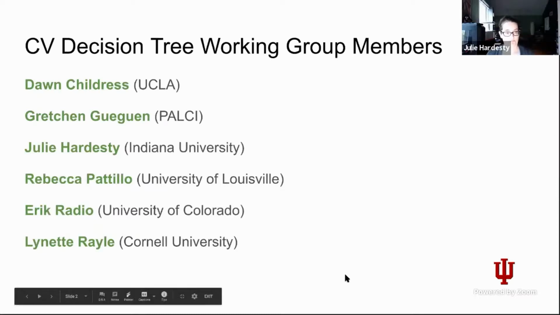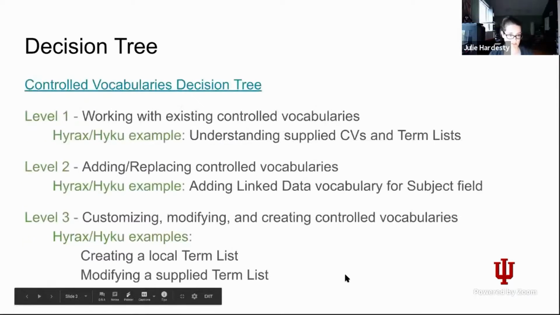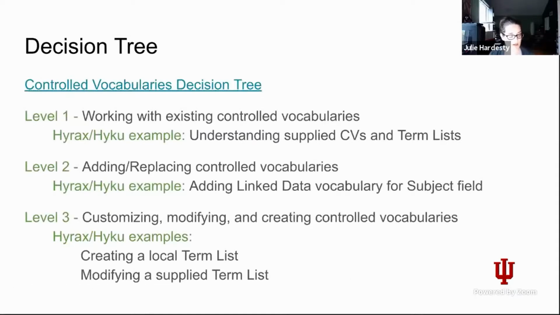document. So the decision tree, which is linked in the slide here, it's a Google Doc, is meant to provide guidance for selecting and using controlled vocabularies behind descriptive metadata fields. So the idea here is that it's helpful for the Samvera community, but also potentially in general beyond the Samvera community. We're also specifically wanting to provide information useful to the Samvera community on how to work with controlled vocabularies in Hyrax and Hyku.